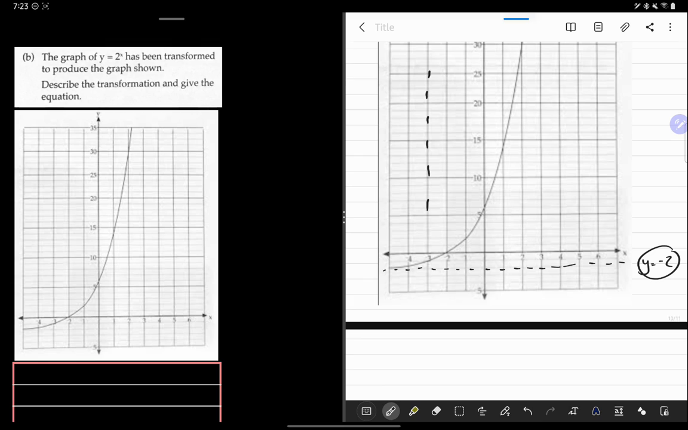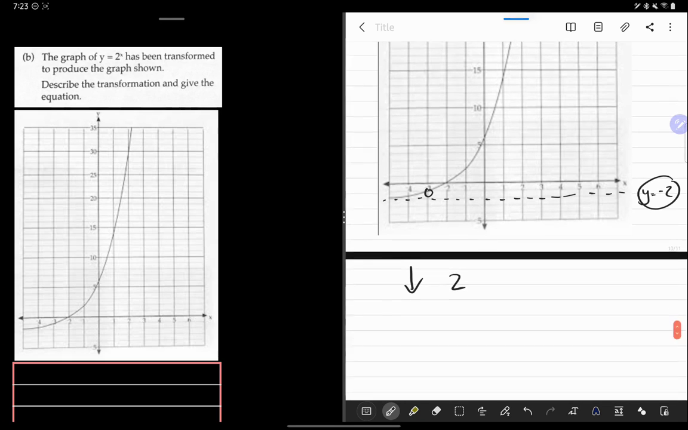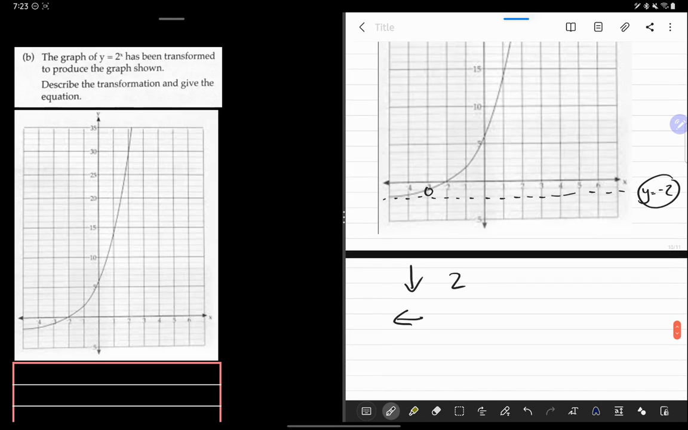right? So if we can imagine that these dotted lines would have been the original x and y axis, and they've moved it to where it is currently. So if you think about it, boom, there it is there. It has gone down by 2. It has gone to the left by 3.